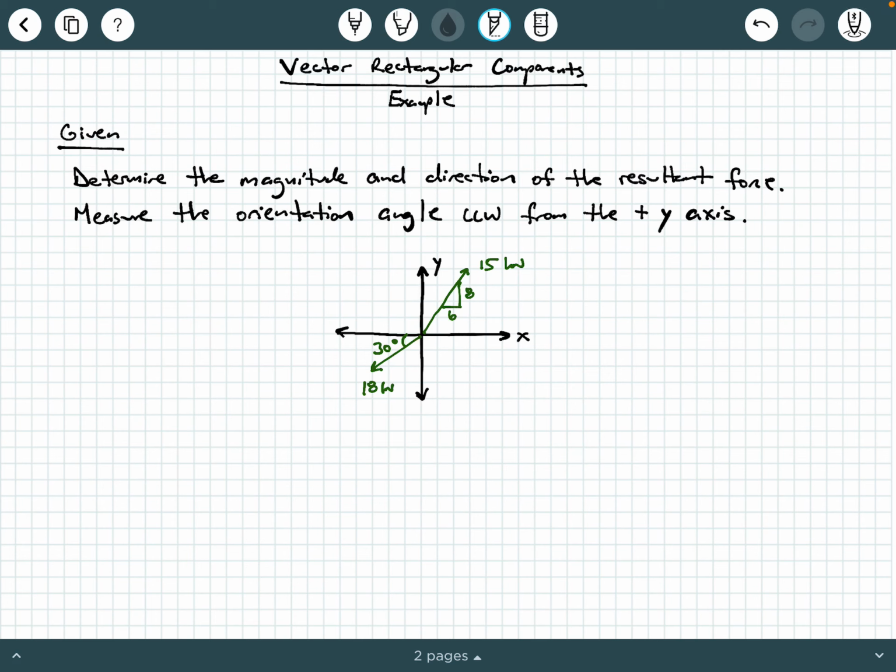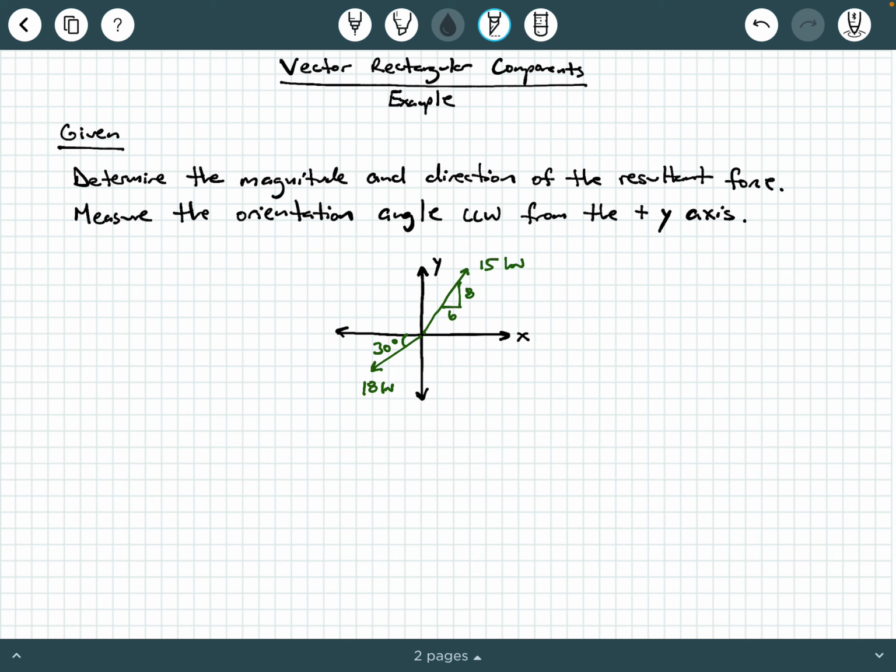Hey everybody, Dr. A here, and in this video we're going to be exploring another example of vector rectangular components. So let's go ahead and get started. In the given information, we're being asked to determine the magnitude and direction of the resultant force.